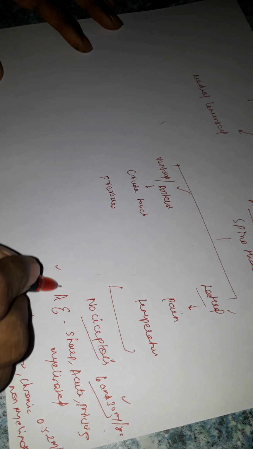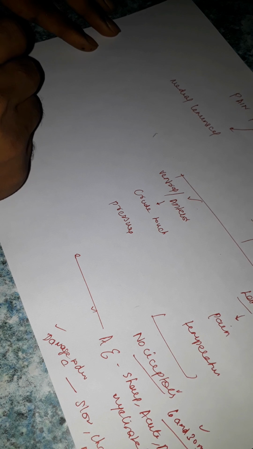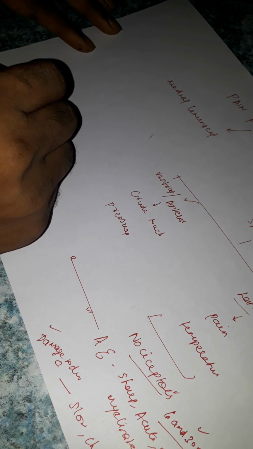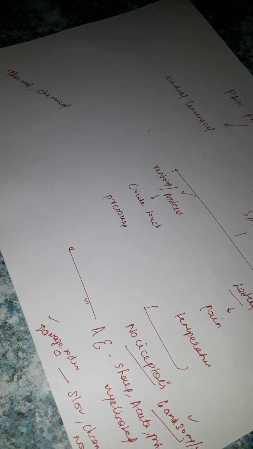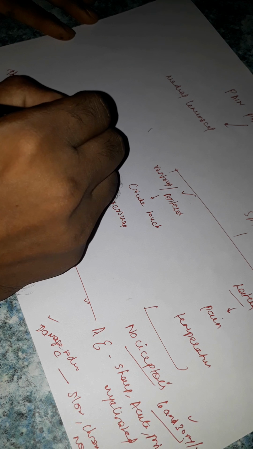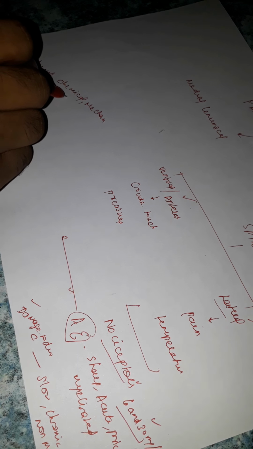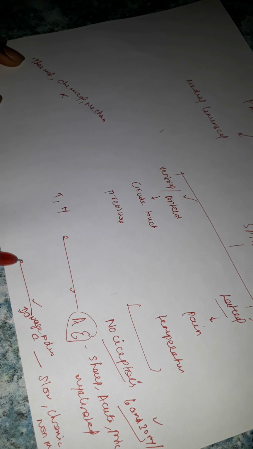Basically, you have three types of stimuli: thermal, chemical, and mechanical. The A delta fibers are not going to detect chemical stimuli; they detect thermal and mechanical stimuli. The C fibers detect thermal, chemical, as well as mechanical. They detect all three.